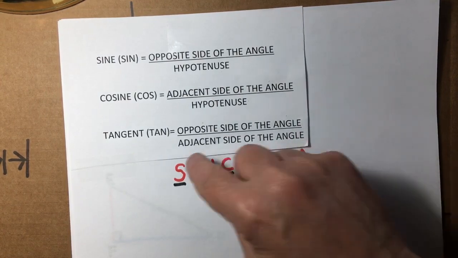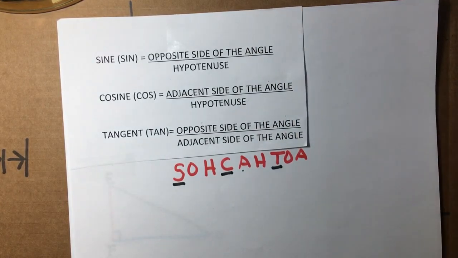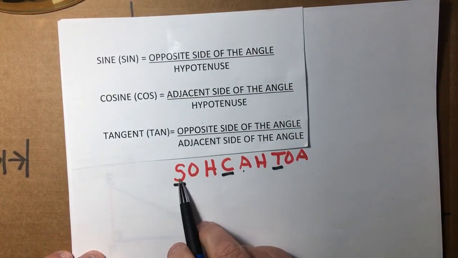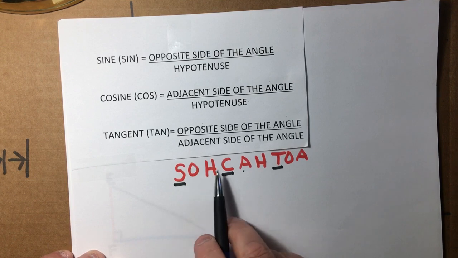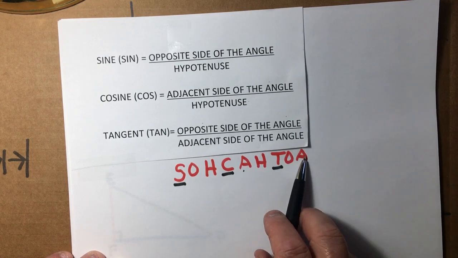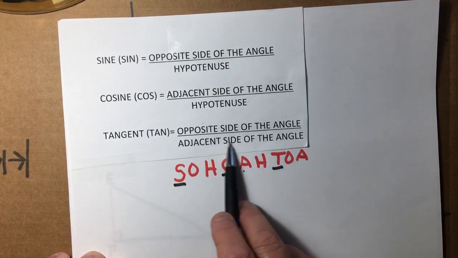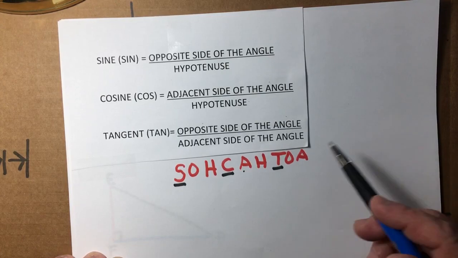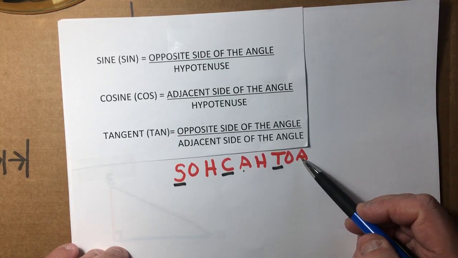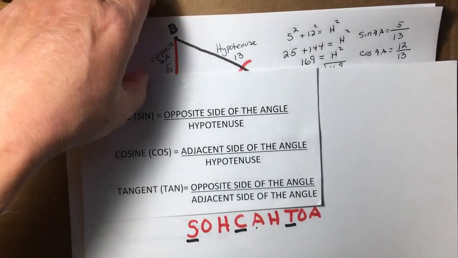Okay? SOHCAHTOA will help you remember the 3 major trig ratios. Sine, opposite over hypotenuse. Cosine, adjacent over hypotenuse. Tangent, opposite over adjacent. Whenever you sit down to take a trig test, always write the acronym SOHCAHTOA. That's the first thing you should do when you're doing your homework in trig and when you're taking a test in trig. Okay? Let's look at another example.